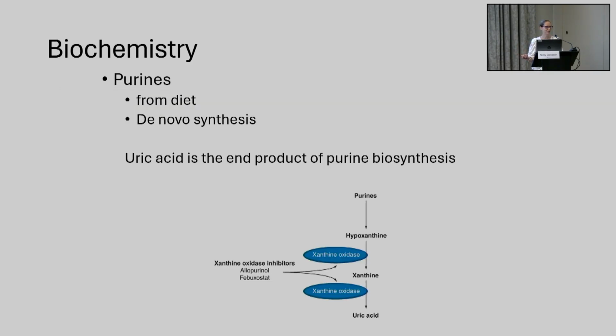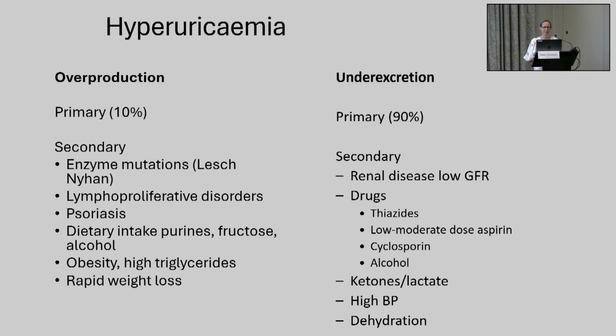This is back to medical school or biochemistry. So purines are obtained from the diet. High purine foods are those with high levels of protein in the diet, the offal that we don't really eat very much nowadays, but purines can also be produced by de novo synthesis. And uric acid is the end product of purine biosynthesis. So as we break down our proteins and purines, we have enzymes, xanthine oxidase, that break down purines to produce uric acid, which is then excreted from the body via the urine.